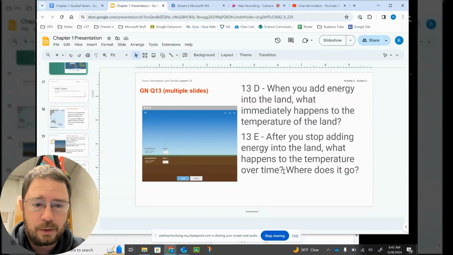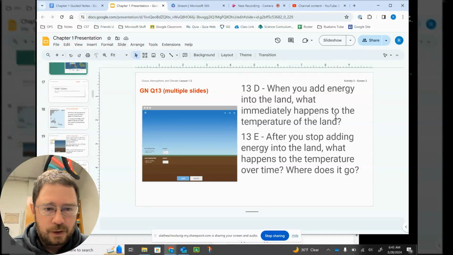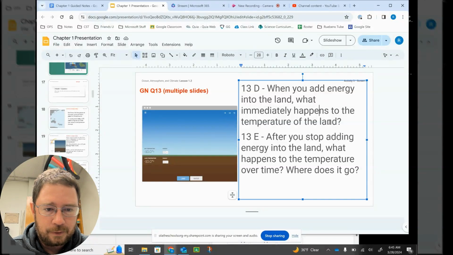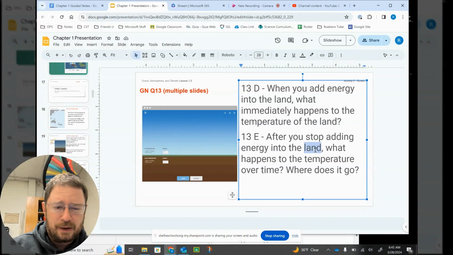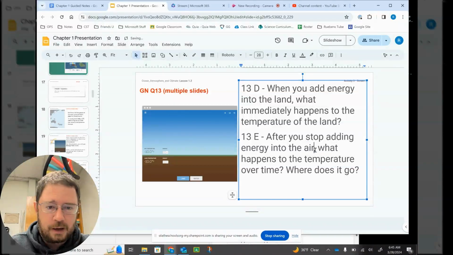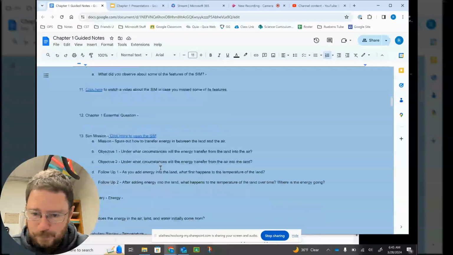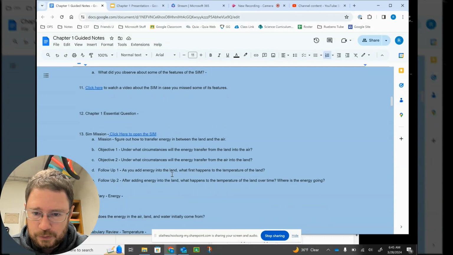Where does it go? It looks like I accidentally did land for both of these. Let's change this second one into when you stop adding energy into the air. What happens to the temperature over time? Where does it go? And let me make sure that, yep, this is both. And we're going to change this one to air. After adding energy in the air, what happens? Where's the energy going?